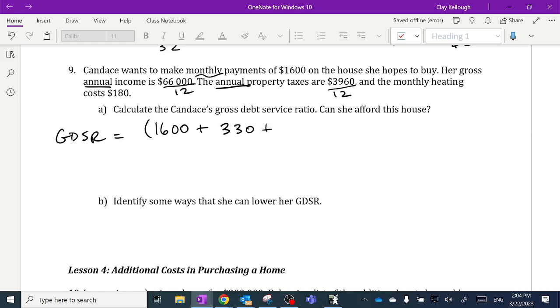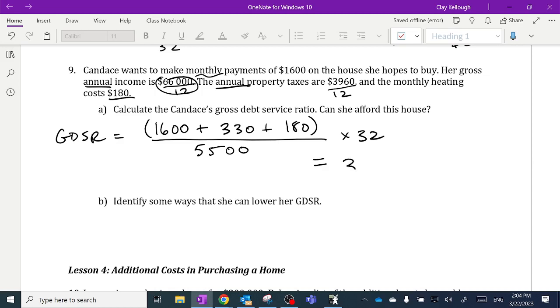And it does tell me my monthly heating cost, so that one's still monthly. And if I take the annual income and I divide it by 12, I get $5,500. And let's see, does this one work? Turns out this one is 38.36%. Can she afford this house? Don't forget to answer that question on the test tomorrow.